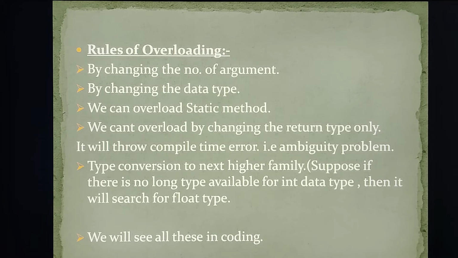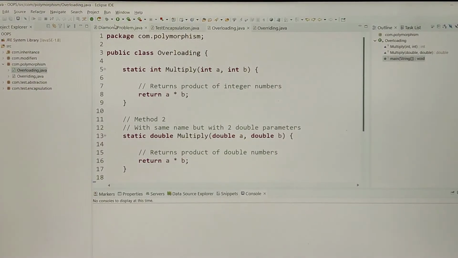So the JVM will print the output of the float method, the fun method which takes the float argument, and whatever System.out.println is written there will be printed as output. I will show you that in the code, don't be worried. First we will see whether we can overload a static method or not, that is the third rule. Let's go to the Eclipse IDE, create a Java project, create a package inside that, and create a class Overloading.